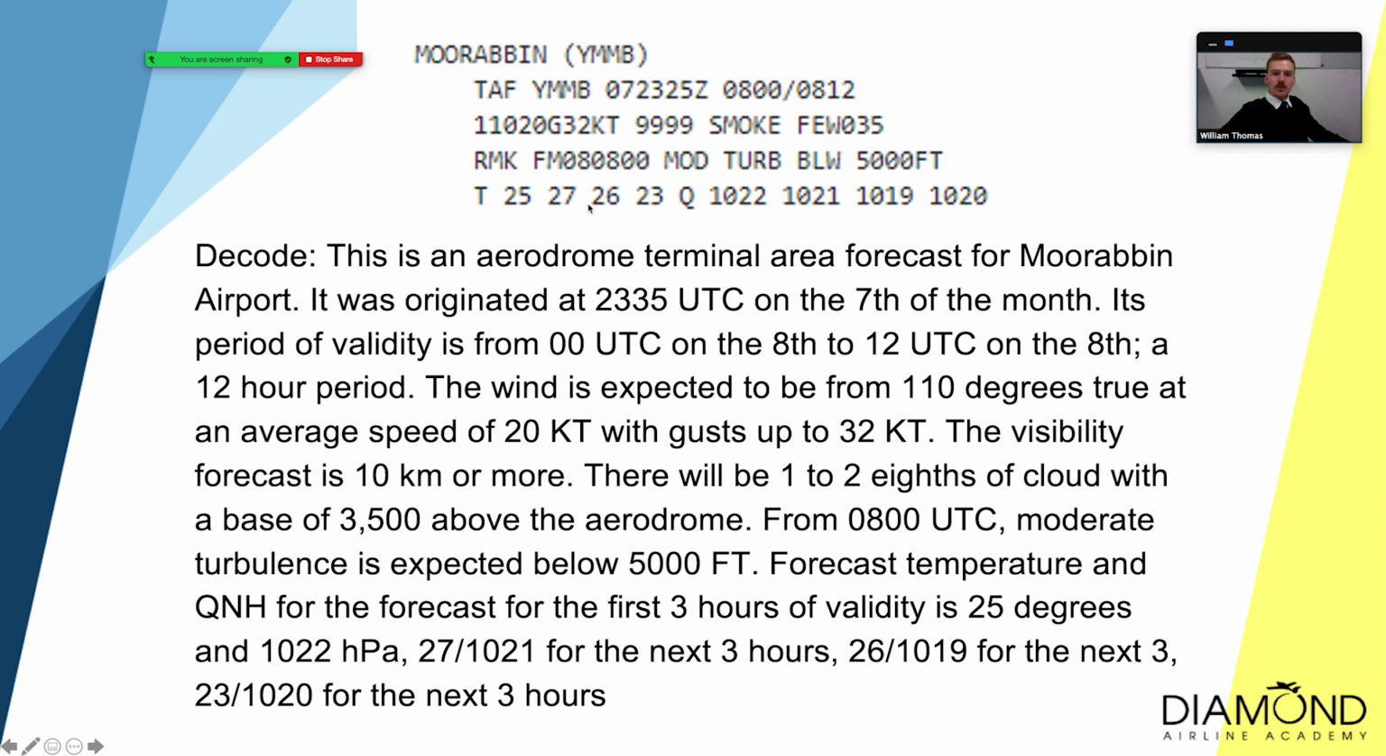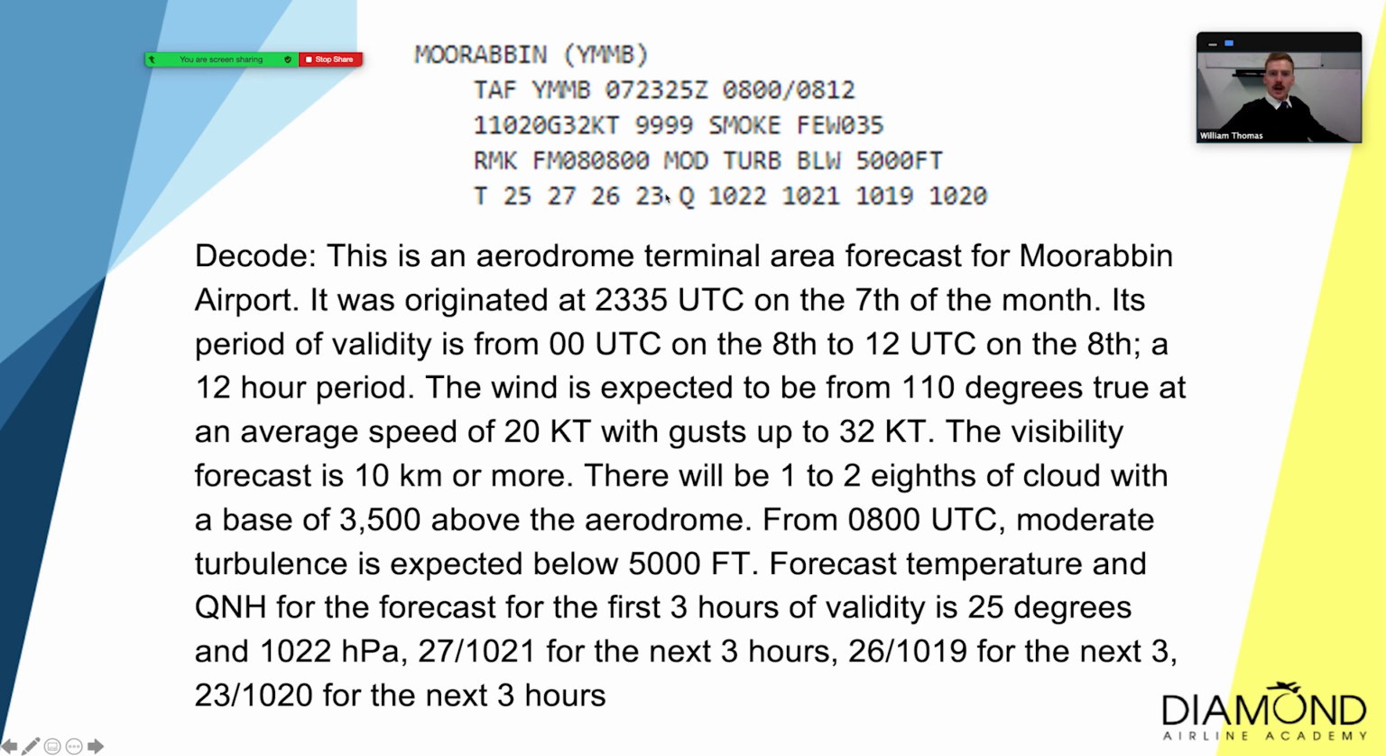All right, then the temperatures and QNHs. Remember these are the first numbers for the start of the validity period, then each sequential number is at 3-hour intervals. So the start of the validity period, midnight UTC, temperatures forecast to be 25 degrees Celsius. 3 a.m., 27 degrees Celsius, 6 a.m., 26 degrees Celsius, and 9 a.m., 23 degrees Celsius.